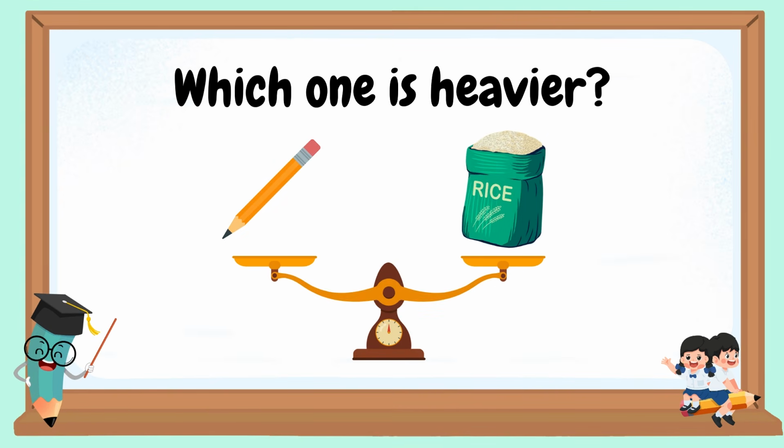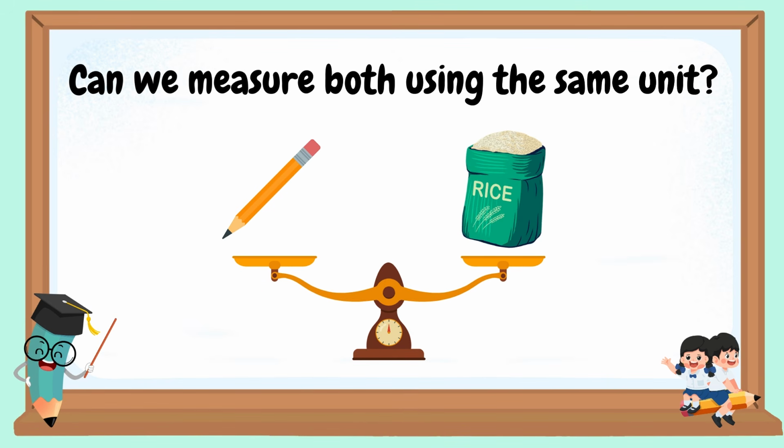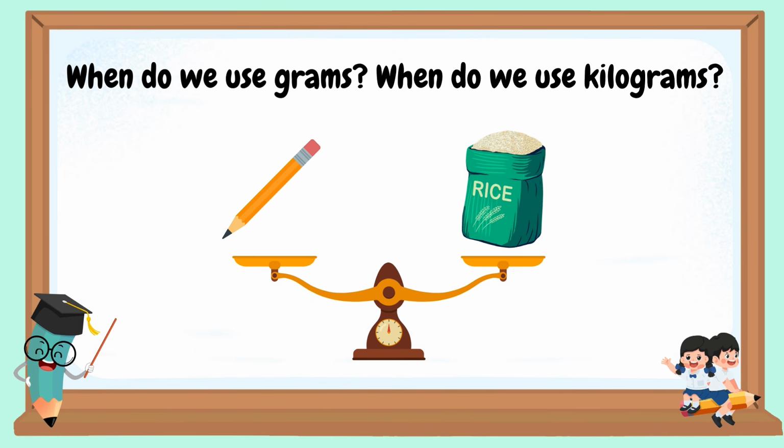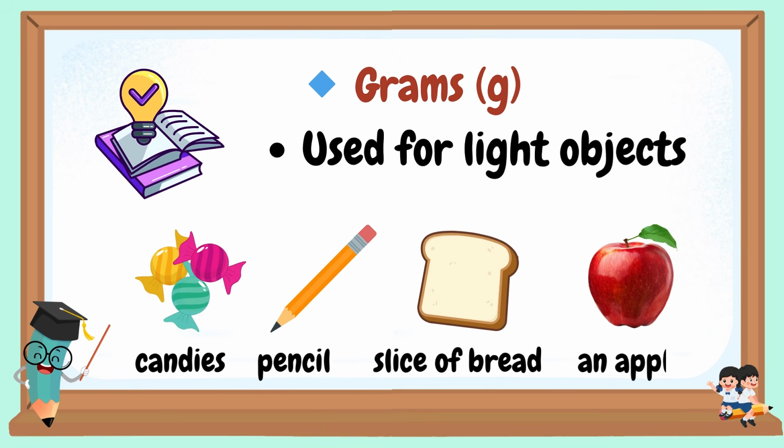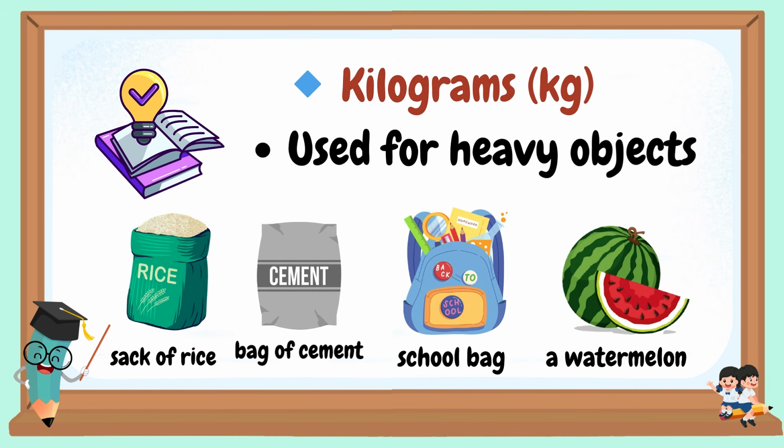Which one is heavier? Can we measure both using the same unit? When do we use grams? When do we use kilograms? Grams are used for light objects like candies, pencils, a slice of bread, and an apple. Kilograms are used for heavy objects like a sack of rice, a bag of cement, a school bag, and a watermelon.